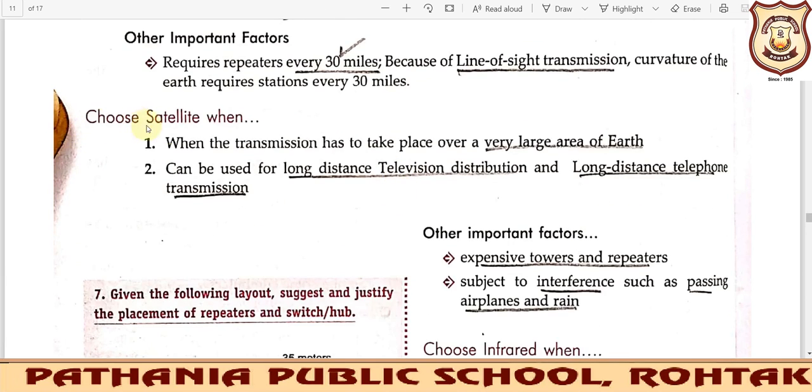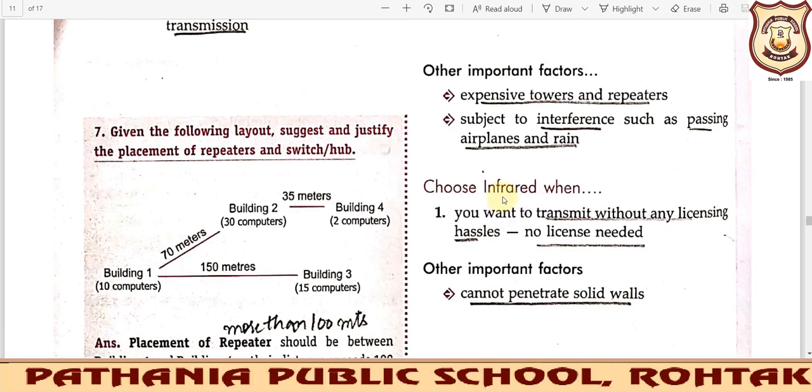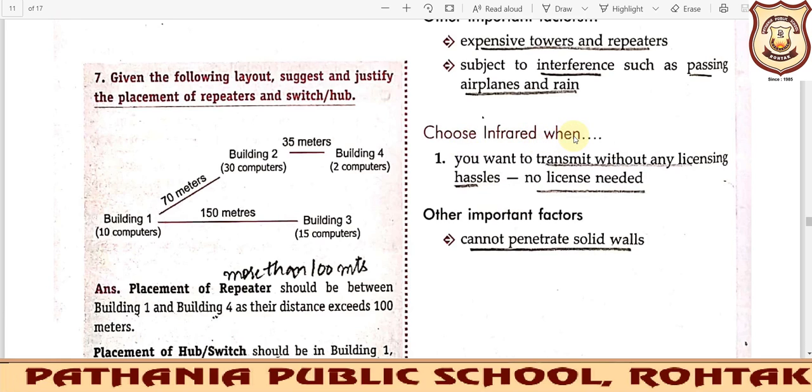Okay, next, if you are going with satellite transmission, you will be able to cover a large area of the earth. Okay, and you may use it for various purposes. Fine, importantly, it will be expensive, you need to install towers and repeaters. Fine, there can be interference when the weather is not clear or an aeroplane is passing. Okay, so these are the problems you may face. Next, when you are dealing with infrared waves for transmission, you are not required to acquire a license, and the problem is that it cannot penetrate solid walls. So you must keep these things in your mind.